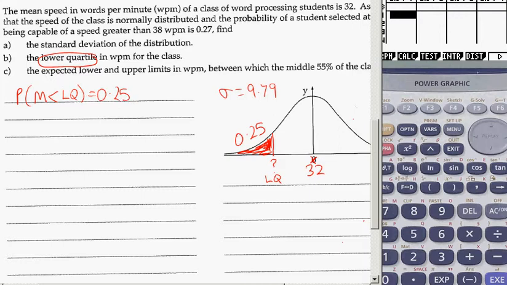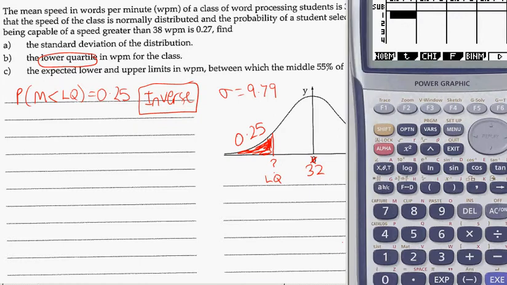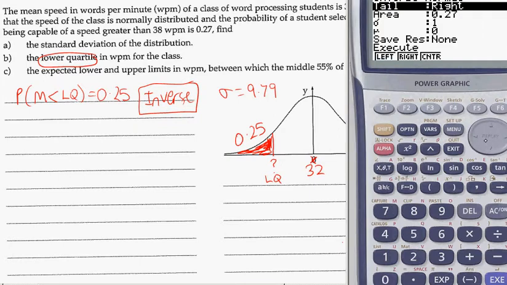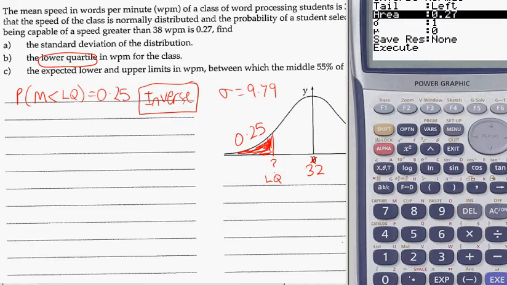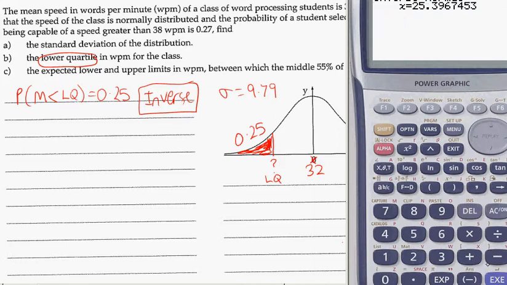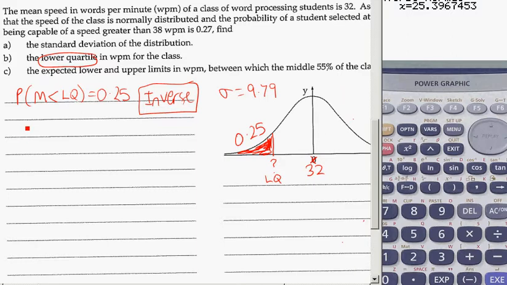We've got the probability, so back over to our calculator. First of all, write inverse to remind ourselves that's what we're doing. Finding the inverse. So we go distribution, normal, inverse. It's definitely not a right tail, it's a left tail. And the area is 0.25. The standard deviation is 9.79. And the mean is 32 words per minute. So we get a value for the lower quartile of 25.4 words per minute, and that's one decimal place.